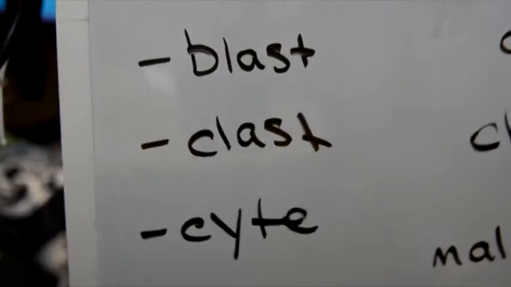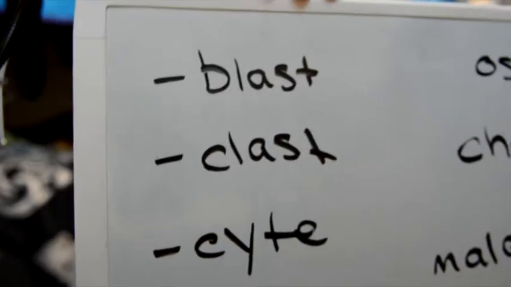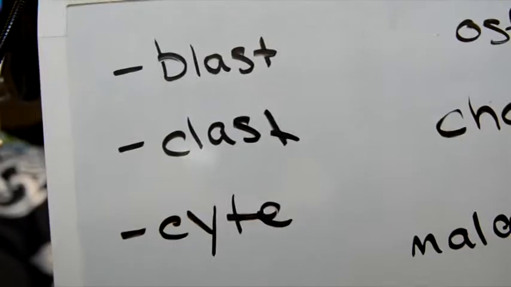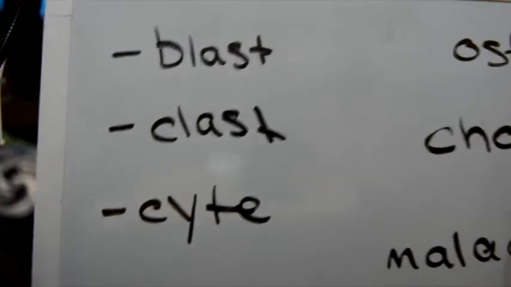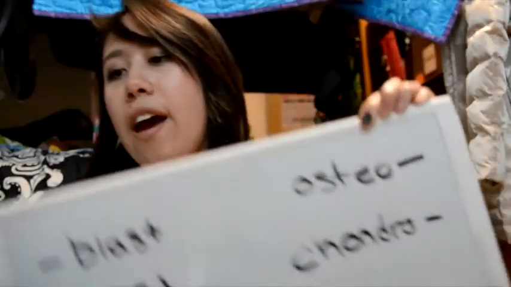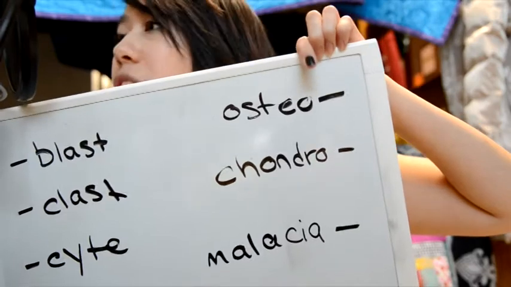Alright, so you guys should know what these are. Blasts means something that will create. Clasts is something that will destroy. And cyte is usually something that will maintain. And then over here we have our osteo and our chondro.